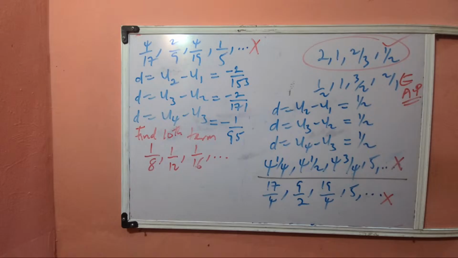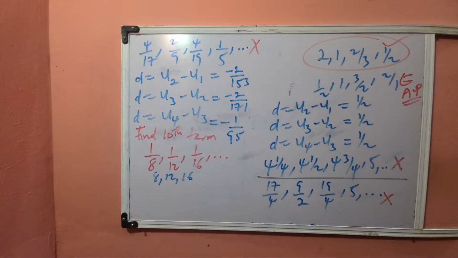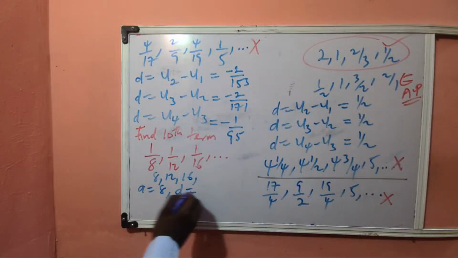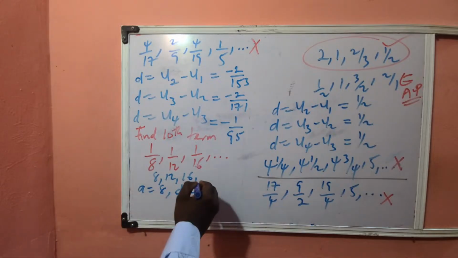How do you go about this? Of course, since they've told you it's a harmonic sequence, you already know that the denominators will be in the form of an AP. All right, let's try and see the AP here. We have 8, 12, and we have 16. The only thing I will be trying to find now is the 10th term of my AP. So I know my A. What's my D here? You can find your D by doing 12 minus 8, which is 4. 16 minus 12 is 4. So my D here is 4.